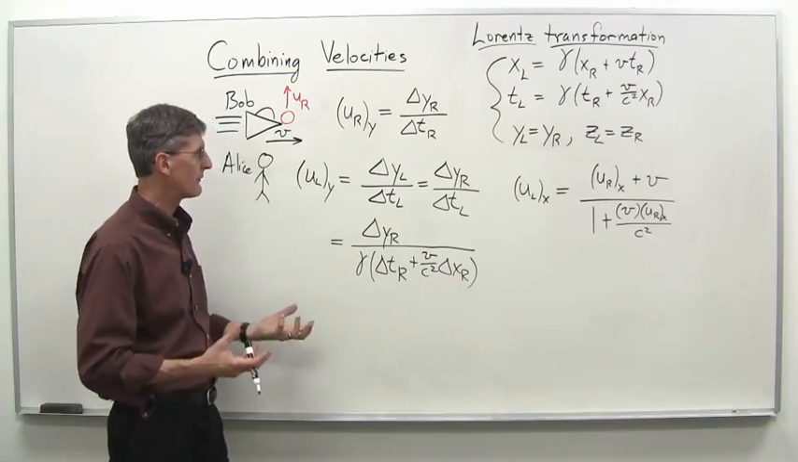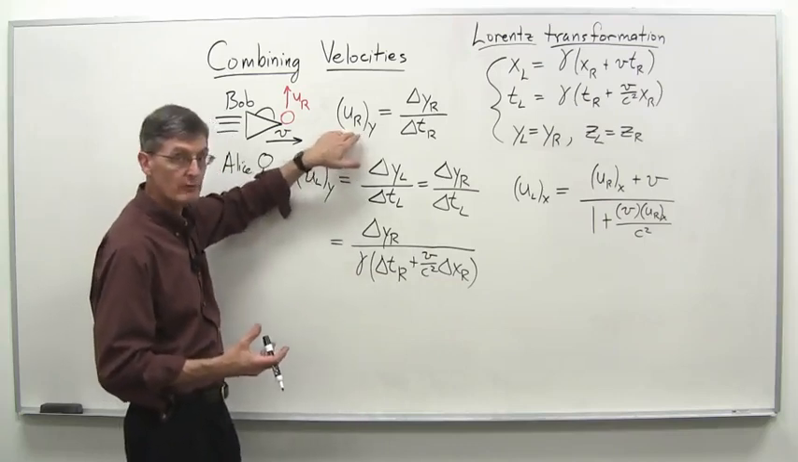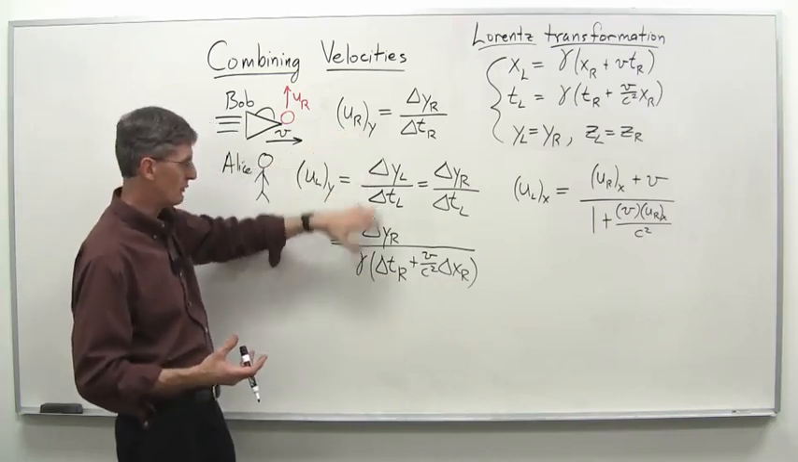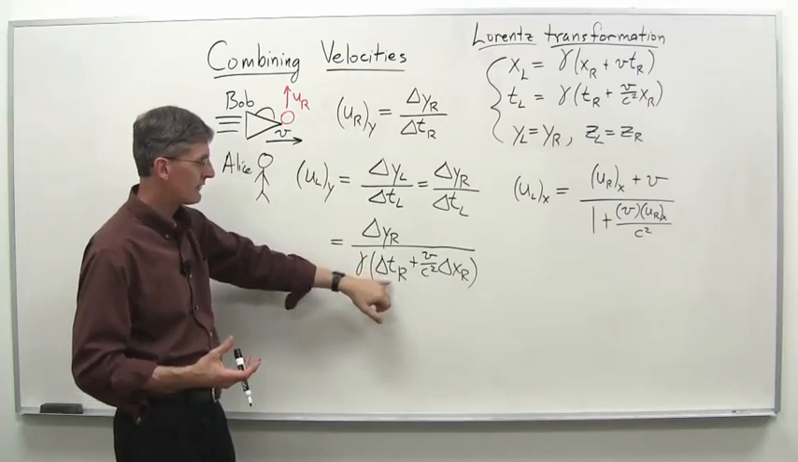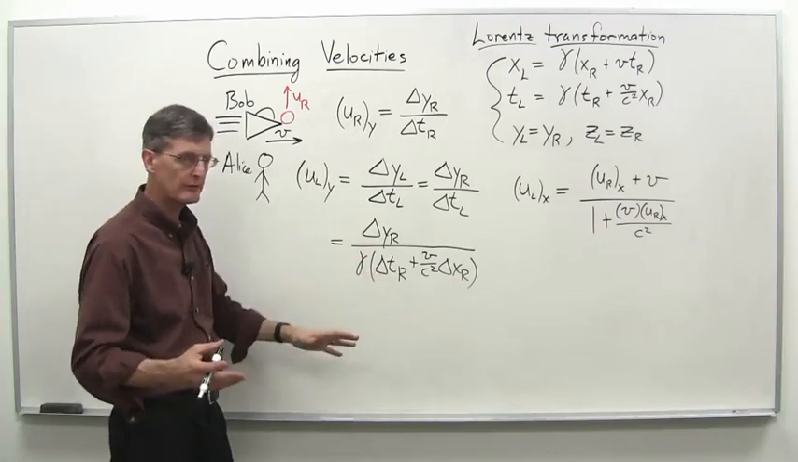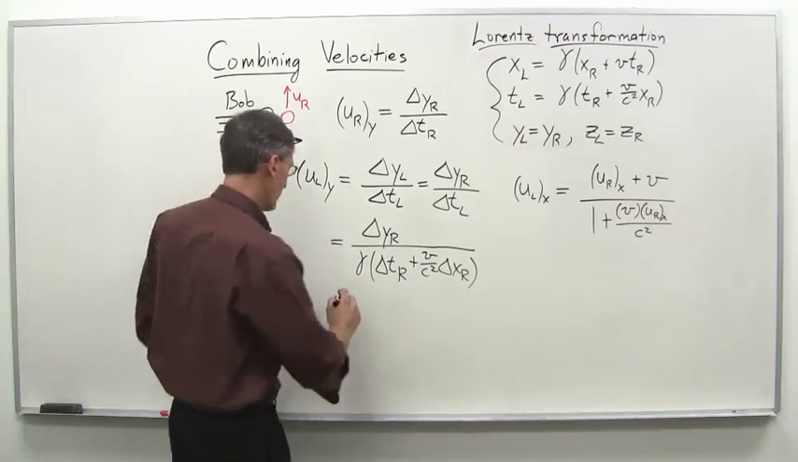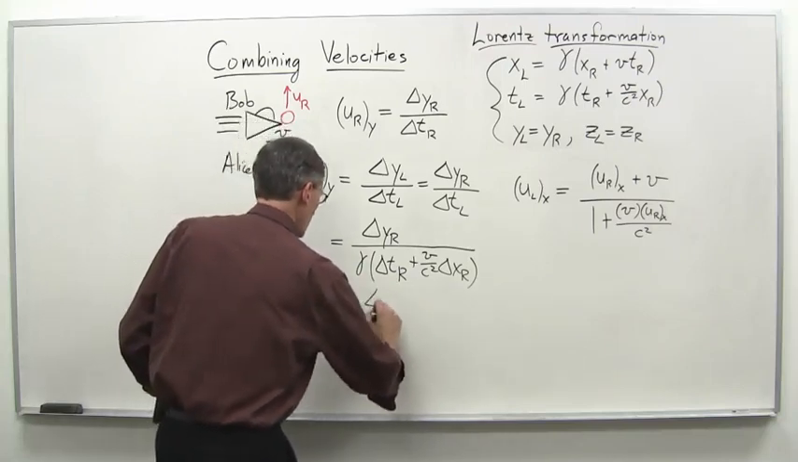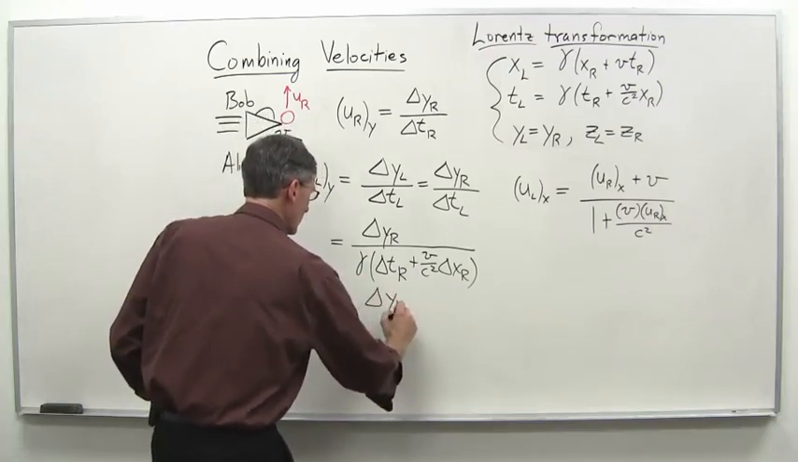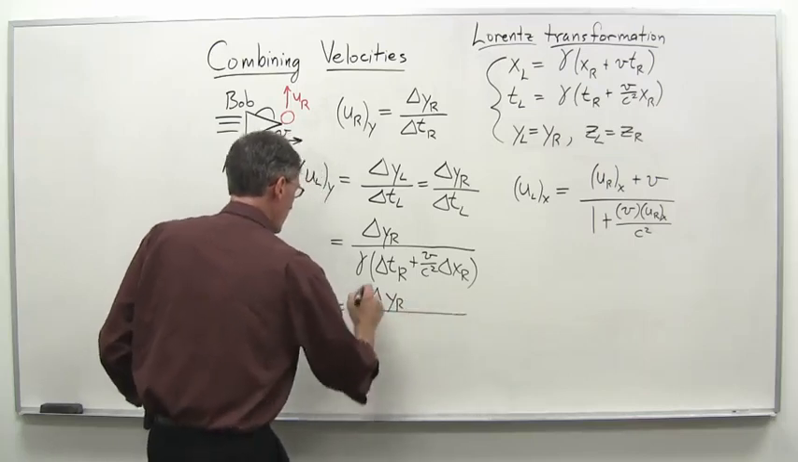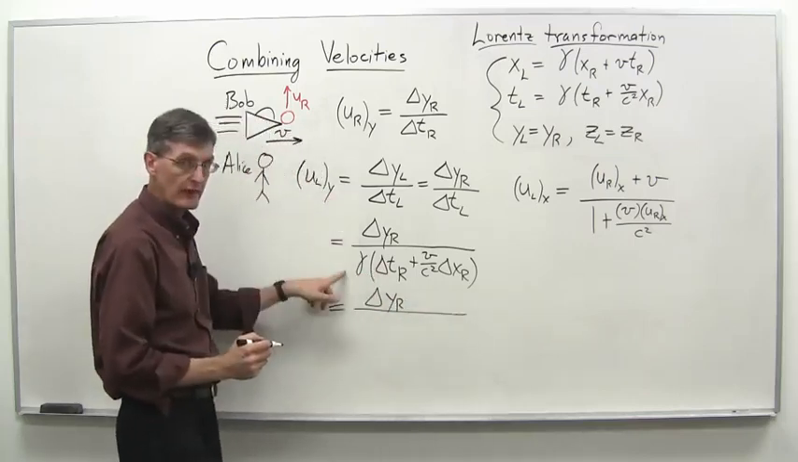Again, we'd like to simplify. We'd like to be able to get some of the u sub r rocket frame y components in here. And so let's pull out this delta t sub r, sort of like we did before, and see what happens here. So we have delta y sub r on the top still, and got a gamma here. The gammas don't cancel this time.